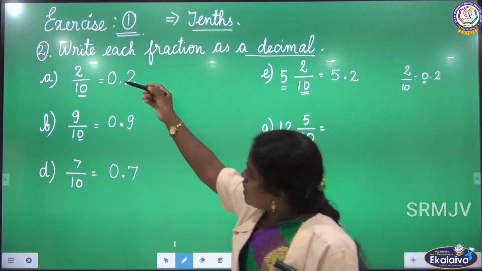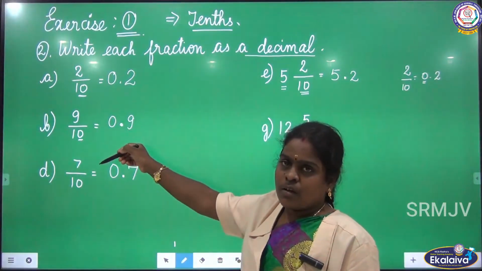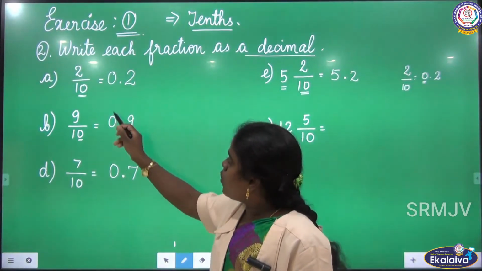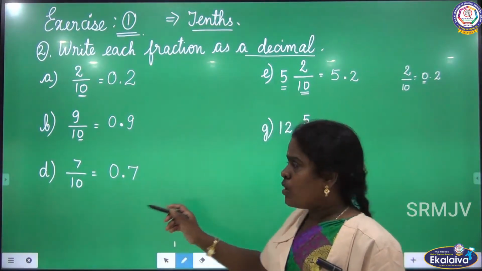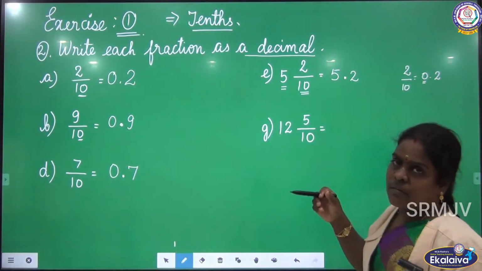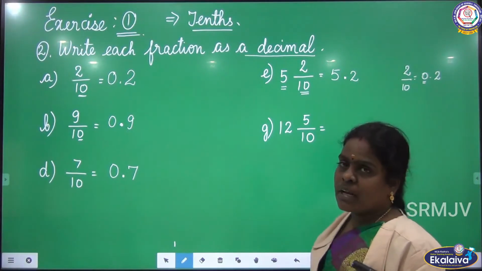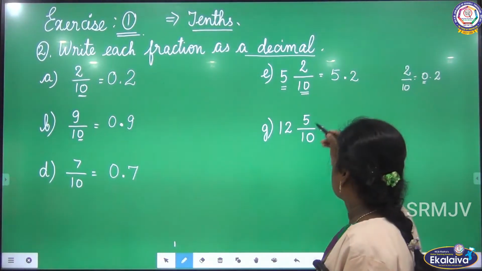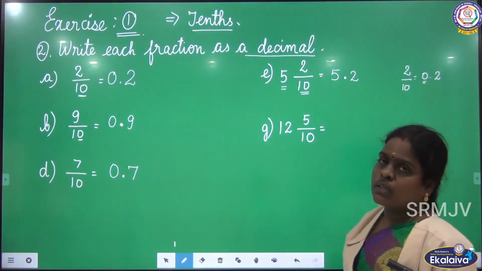In these questions, we have only the fractions. So, in the whole number part, we wrote 0. But here the whole number is given. So, you have to write the given number in the whole number part. So, the answer is 5.2.